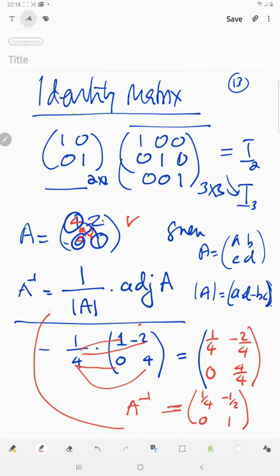So take note, A inverse is obtained by taking 1 over the modulus of A multiplied by the adjoint of A. So, one thing you must take note of: I want to take this part, which is 1/4, negative 1/2, 0, 1. So let me delete all and then say 1/4, negative 1/2, 0 and 1. And then the other matrix was 4, 2, 0 and 1.